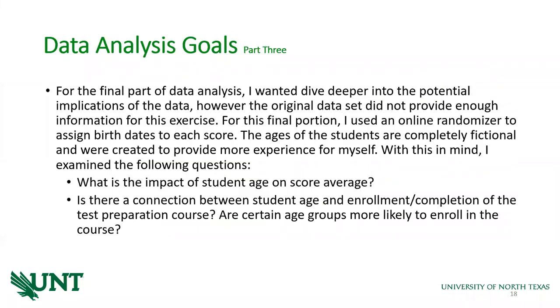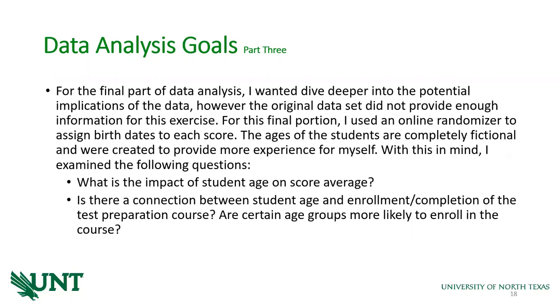So finally, I wanted to be able to dive deeper into the potential implications of the data, but the original data set really didn't provide me with what I needed to do that. It was just lists of numbers with no real connections that would be of use. So for the final portion, I went ahead and used an online randomizer to just assign birth dates straight down the row of 1,000 scores. Obviously, I chose age ranges that would make sense to be in high school at the time. And then I used the DATEDIF function to take the randomly assigned birth dates, compare it to the testing date, which I went ahead and made as May 1st, 2019, and then use that function to generate actual ages.